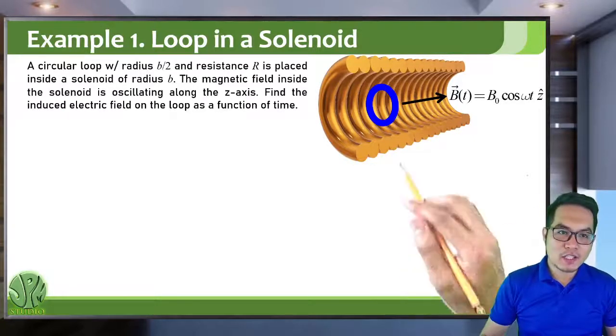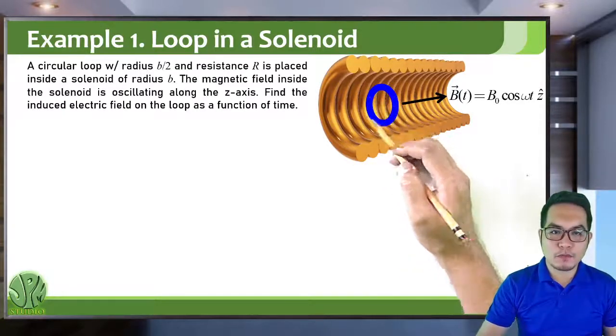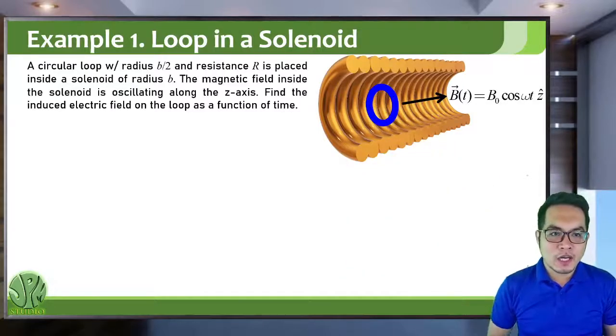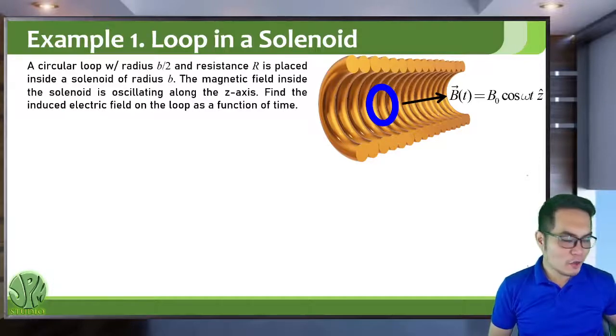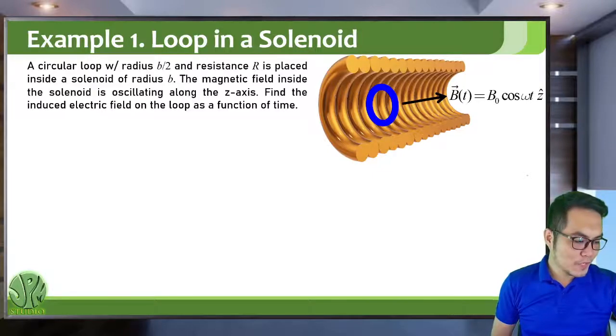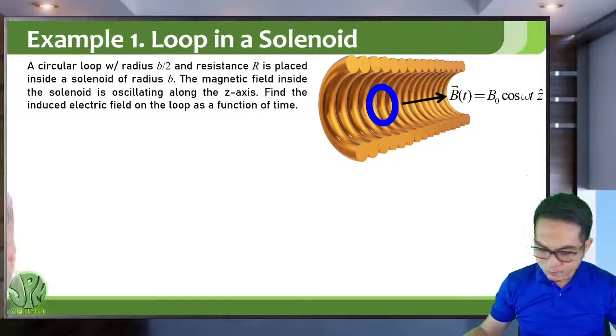We place a circular loop with radius b over 2 inside the solenoid of radius b. The magnetic field inside the solenoid is oscillating along the z-axis. Find the induced electric field on the loop as a function of time.